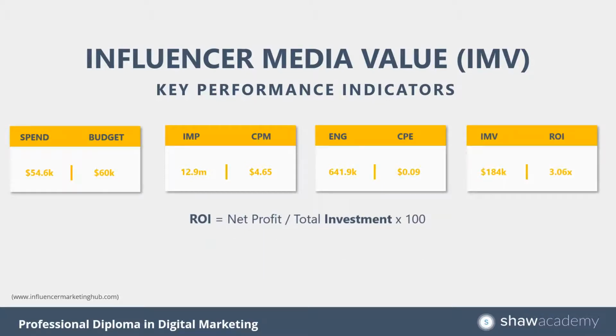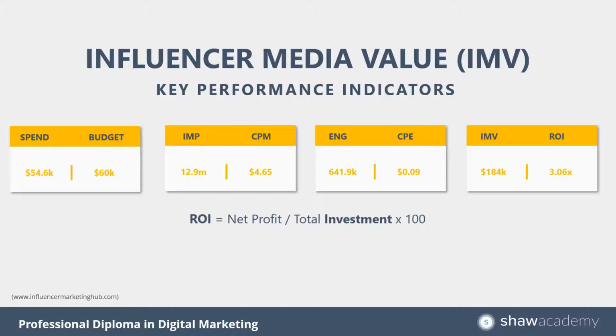Your return on investment for running an influencer campaign is therefore just over 300%, or 3 times your investment amount. Now, remember that the calculation for ROI, return on investment, is net profit divided by total investment times 100. And while technically this isn't profit, as you didn't receive $184,000 in revenue, you saved 300% going with influencer marketing versus paid advertising. Looking back at impressions and engagements, this means that your CPM, which is your cost per 1,000 impressions, was $4.65, and your CPE, which is your cost per engagement, was 9 cents.